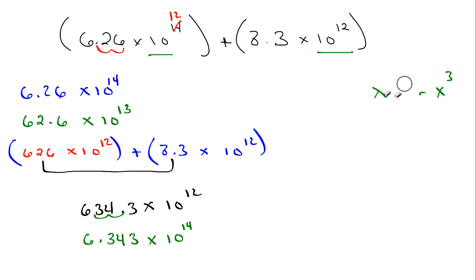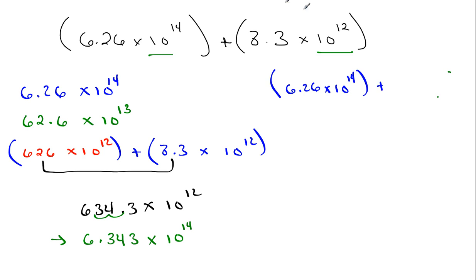Right, so what I want to show you is the difference between these two methods. So very similar. Notice that I made my 12 a 14. I'm sorry, I made my 14 a 12, and then at the end I had to bring it back to becoming a 14. Yes? Well, let's play with this one. So let's do this the same. Rather than making the 14 a 12, let's change the 12 instead. So let's say 6.26 times 10 to the 14th plus, and now let's make this a 14. So what would this 8.3 turn into if I wanted to make this times 10 to the 14th?